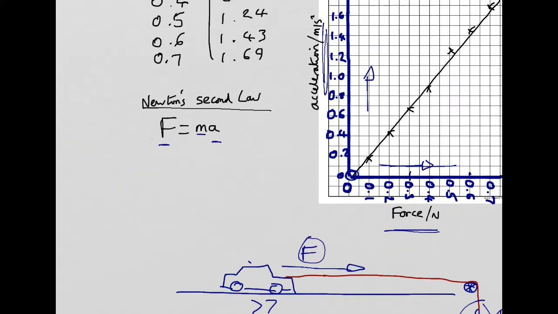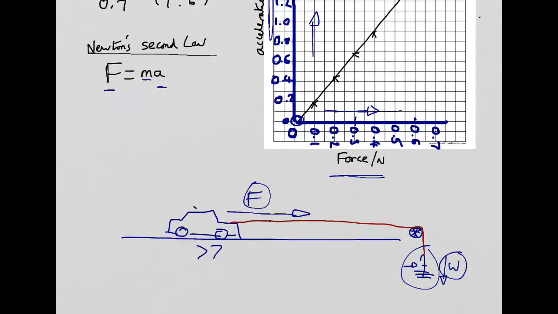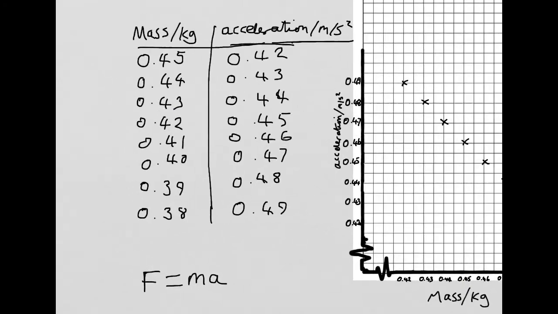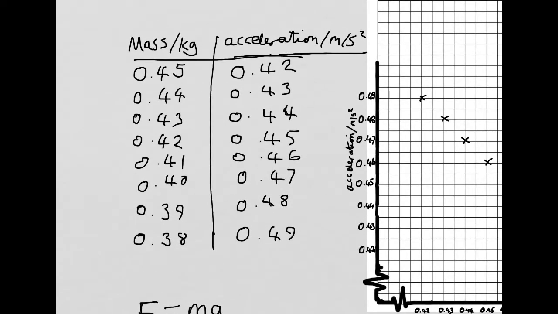In the second experiment, we did almost exactly the same thing, except this time we kept the weight the same. We kept the force constant. We kept F constant, and we changed m. So again, I've taken the results off the video. I've changed the mass. I've rounded it to two significant figures to match the rounding on acceleration as well.